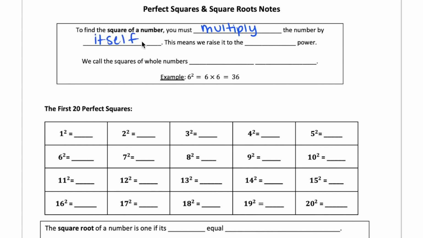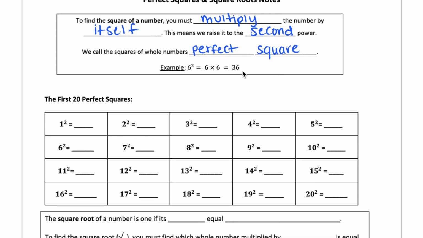We say taking the square of a number just means that you're going to be multiplying it by itself one time. An example would be 6 squared, or 6 to the second power. You're multiplying it by itself, so 6 times 6, and that equals 36. When we get the squares of whole numbers, they're called perfect squares. They're perfect because if you were drawing out a representation of them, their side lengths would be perfect whole numbers, and their areas would be whatever you get when you multiply the side lengths by each other.